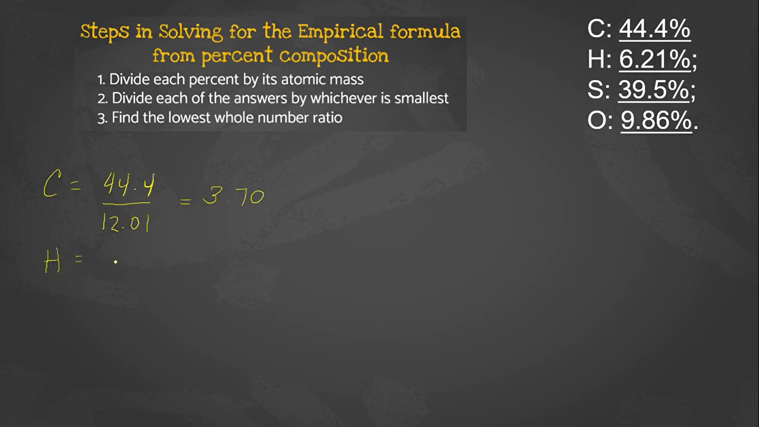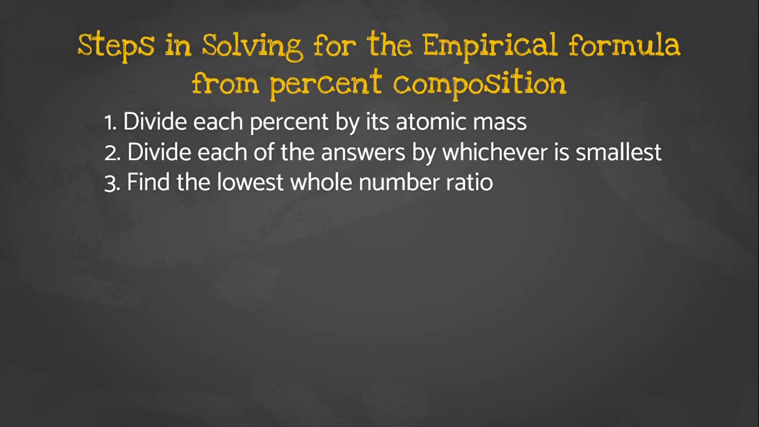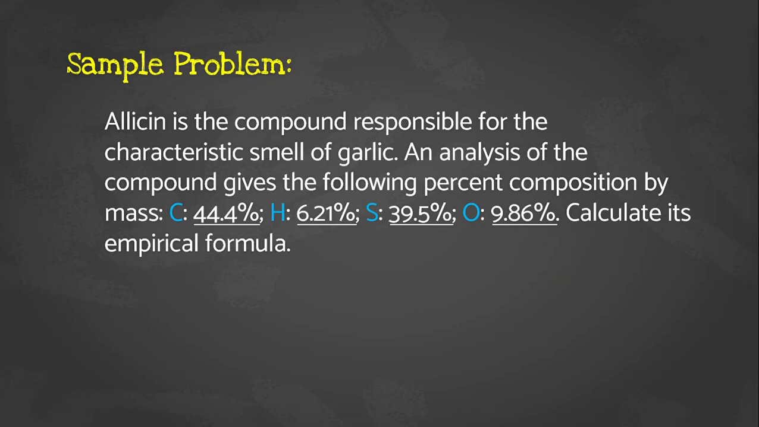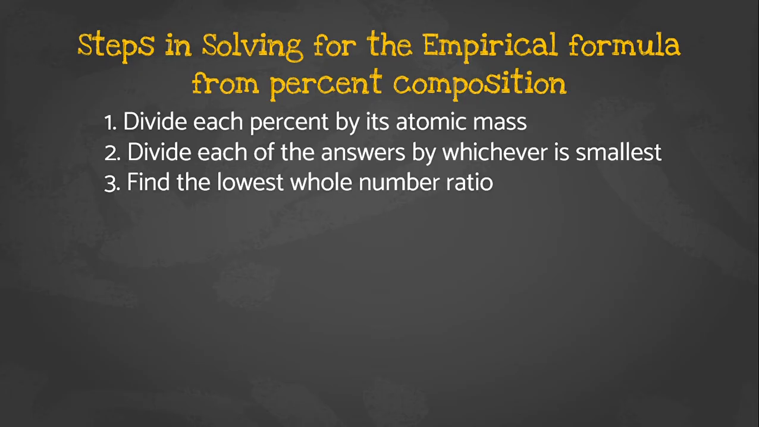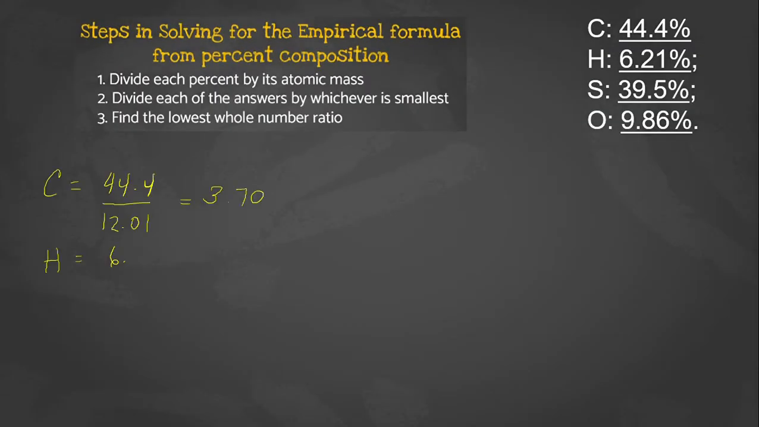Okay, how about hydrogen? Hydrogen is 6.21. Tama ba? Hindi ko makita, may nakaharang dito sa screen ko. 6.21 divided by, ang mass naman ng hydrogen is 1.01. Okay. So, 6.21 divided by 1.01, the answer is 6.15.